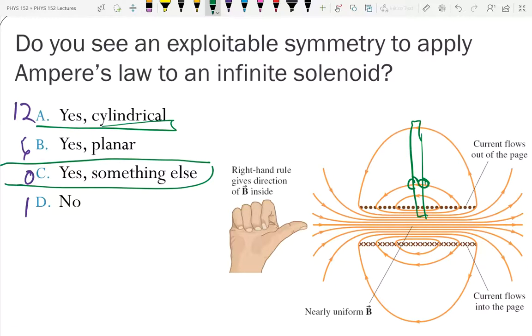Okay, what was your question? So what was planar? A planar symmetry would be that it's all in a plane, but since this is going like this, it's not really planar symmetry. The planar option was just so I could have another answer. The key was, even though it's a cylindrically symmetric object, that's not a symmetry we can exploit.